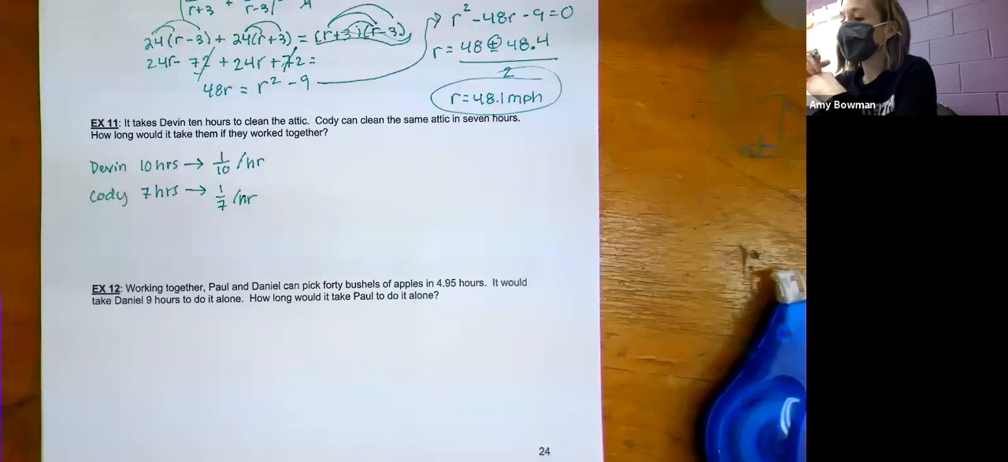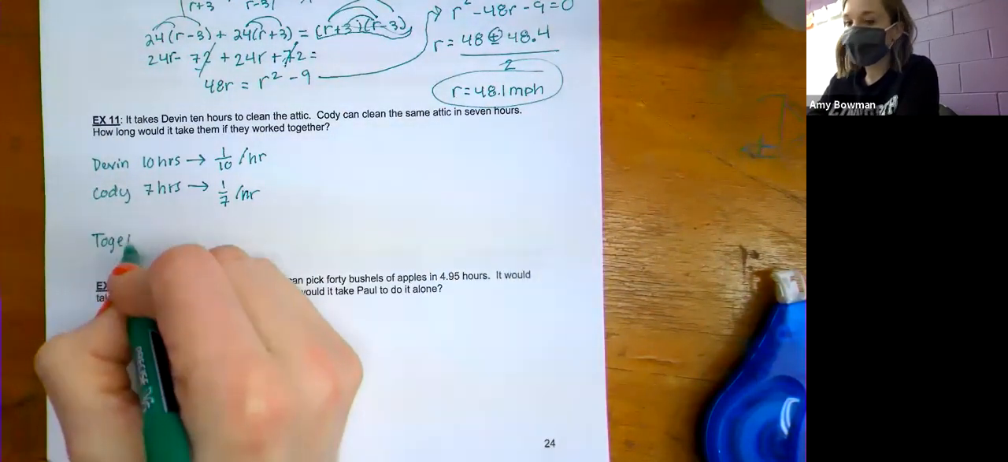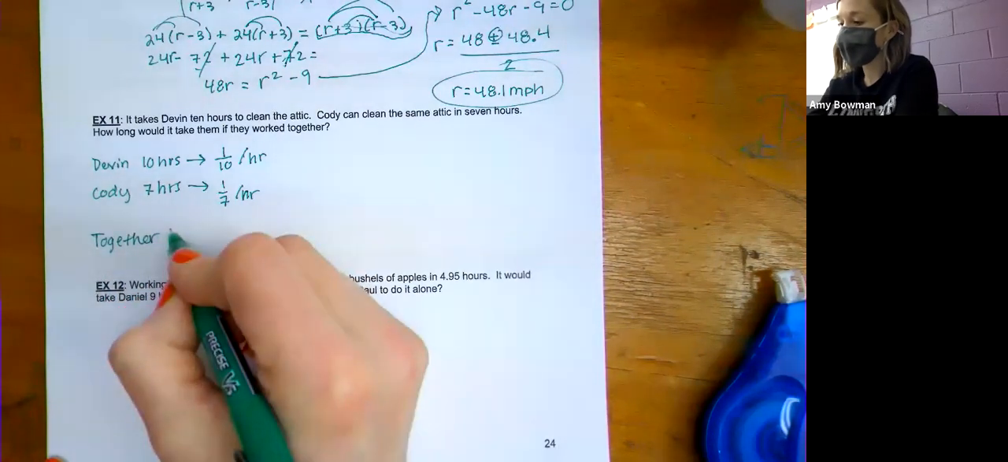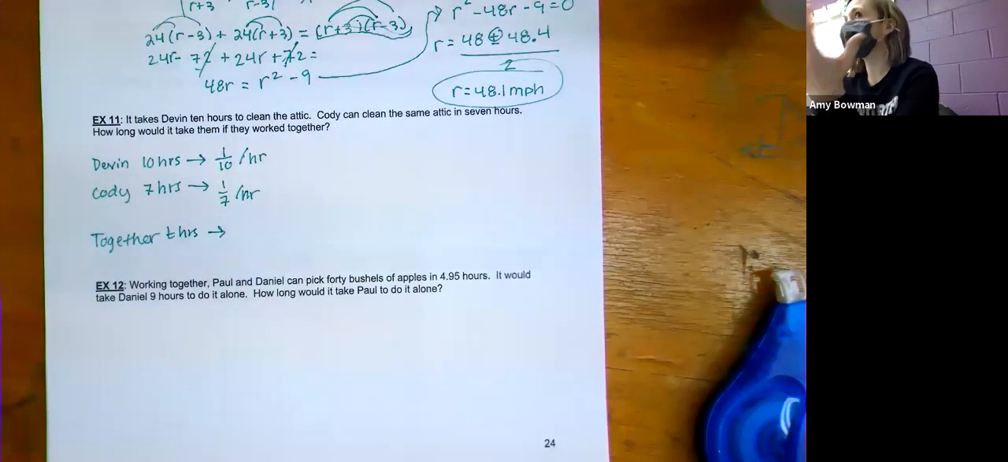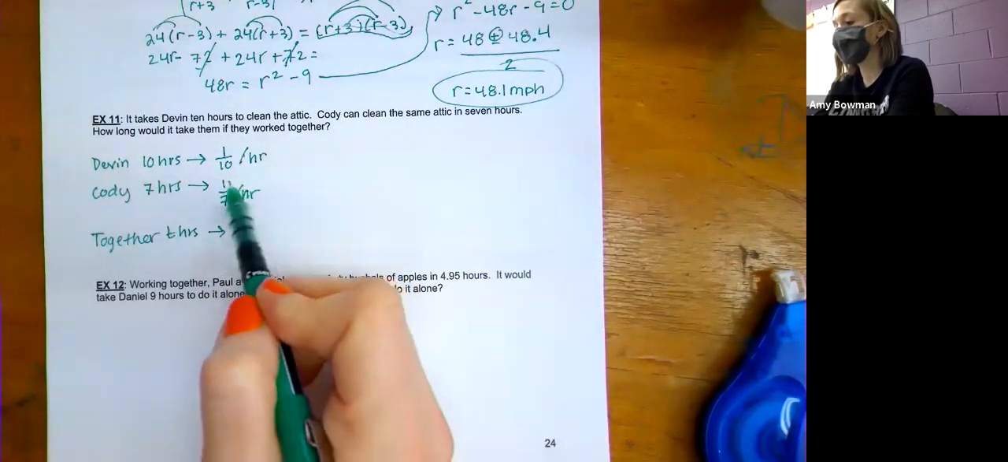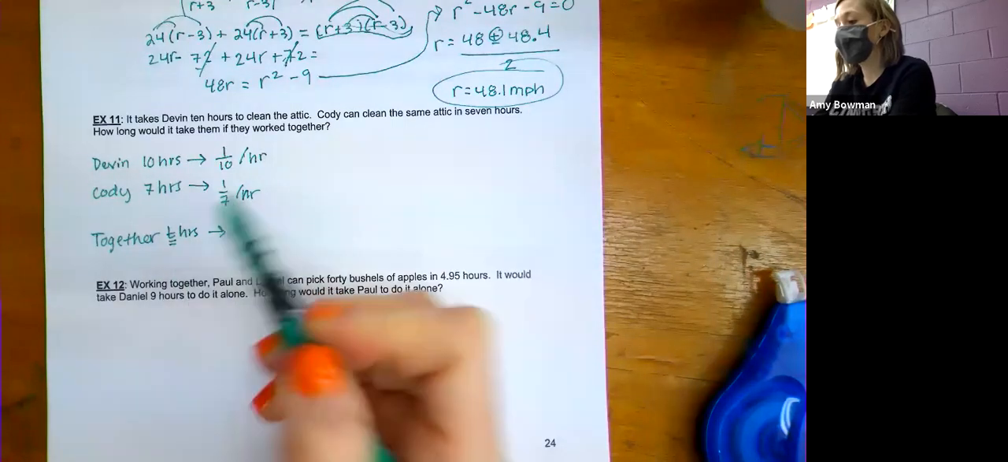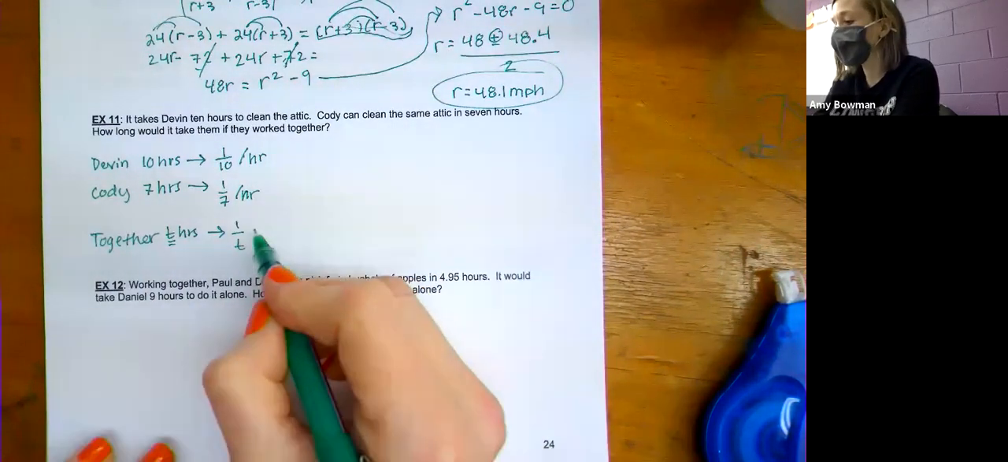We are asked to find out the time it would take if they worked together. So let's say it's T hours. Their combined rate, follow the pattern. What's their combined rate going to be? If it was 10 hours, 1/10 per hour. 7 hours, 1/7 per hour. T hours together, 1/T, the portion 1/T per hour.